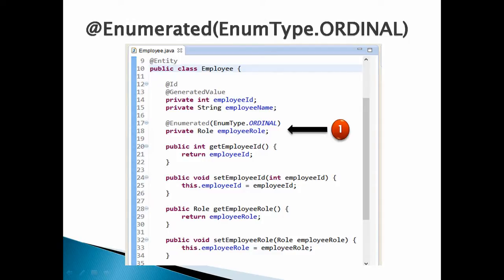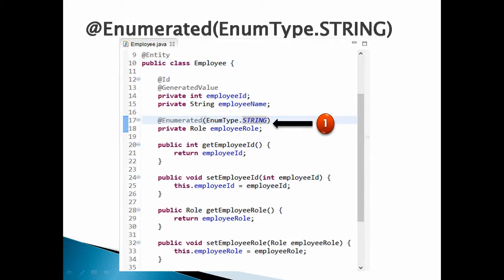Moving ahead. Another enum type value for @Enumerated is EnumType.STRING. It signifies that role will be persisted in the database with the enum value rather than ordinal value.